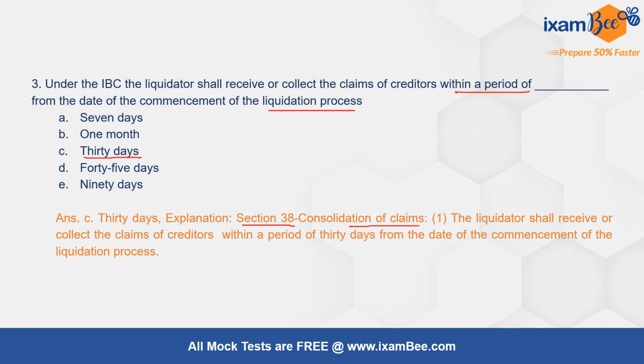What does it say? Consolidation of the claims. So the liquidator will be receiving or collecting the claims of creditors within a period of 30 days from the very commencement of the liquidation process. Again, when we did the IBC mock test MCQs in the previous video, over there we saw, I told you in the question that not only the time period, the duration, is important, but from when that will be taken into effect or consideration is also important. So here, within a period of 30 days, the liquidator will be receiving or collecting the claims of creditors, but that is from the very date of commencement. When the liquidation process commenced, from then, within 30 days.